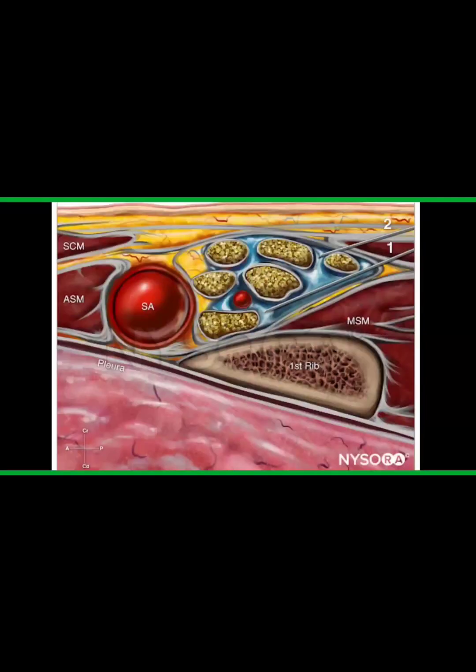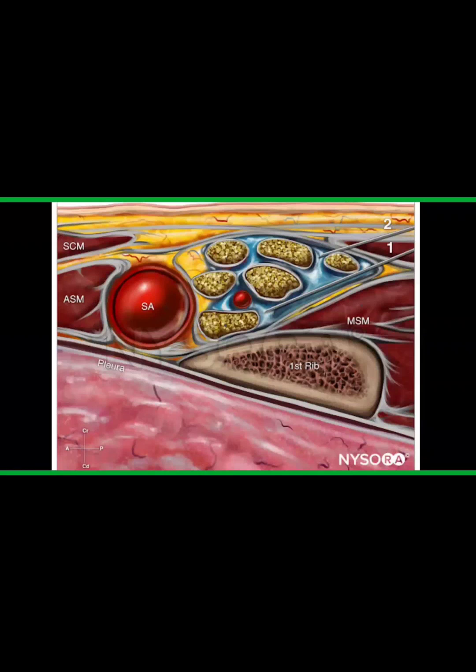Now, if we look here, this is the colorful illustration of what we will be seeing on an ultrasound image. Ultrasound image is only black and white. But if we go through this colorful illustration, we will figure out what anatomical structures we are having on the screen.